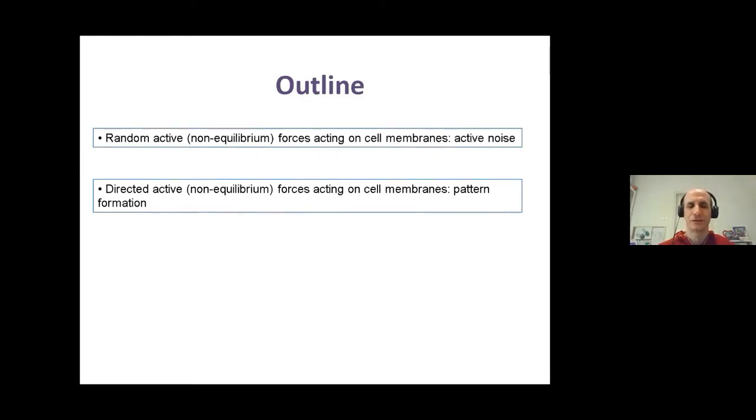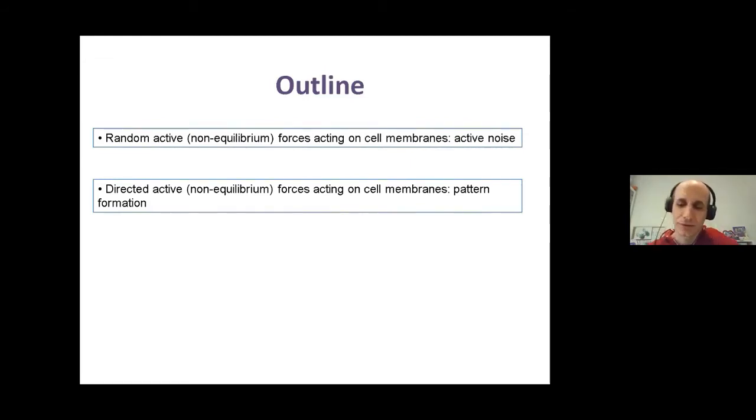The first one will be about how active forces that are non-equilibrium, that do not obey thermal fluctuations, that don't come from thermal fluctuations, act on the cell membrane and appear as a sort of active noise. What kind of evidence do we have for such activity in membrane fluctuations? So these are random forces.